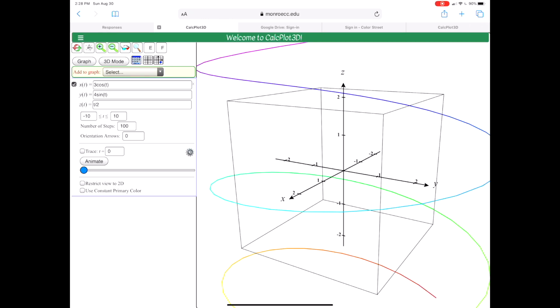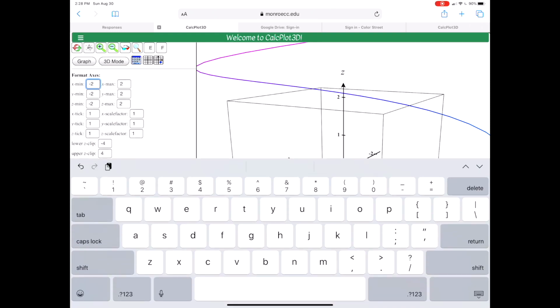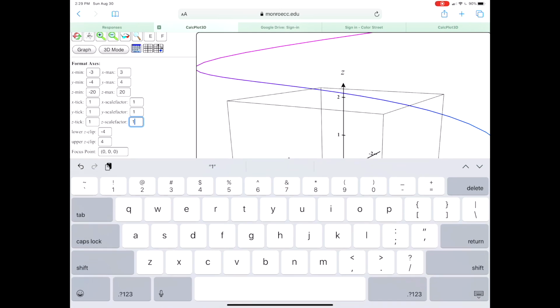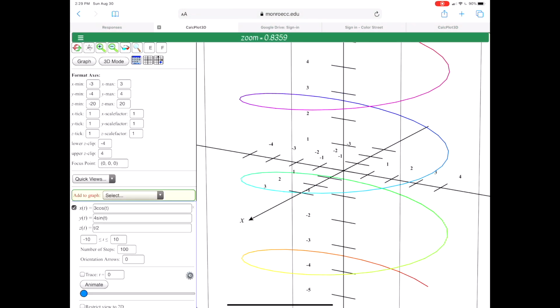Isn't that cool? And you can change your axes. So if we did x and y, x is just going to be -3 to 3 because it's periodic, and then y would be -4 to 4, and z, actually z can be negative. I think I said it couldn't be, so let's do negative 20 to 20, and so it looks like this. Isn't it awesome?